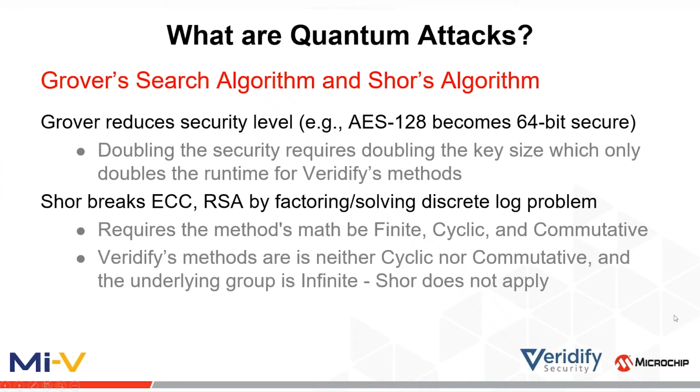The second attack, Shor's, is arguably more concerning, as it breaks ECC and RSA by its ability to factor large primes and solve the discrete log problem. For Shor's attack to work, the method must be based on finite math, be cyclical, and commutative. Veridify's methods are based on infinite theory, are not cyclic, and not commutative, making them immune to this attack, and hence quantum resistant today.